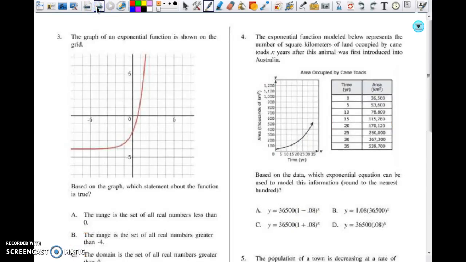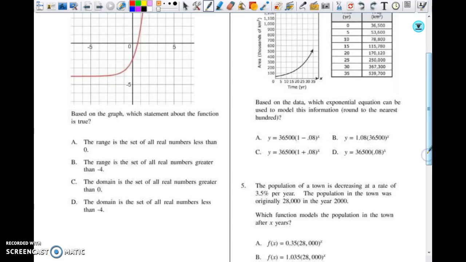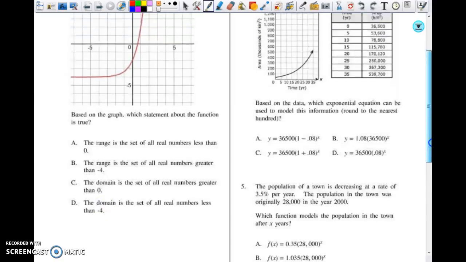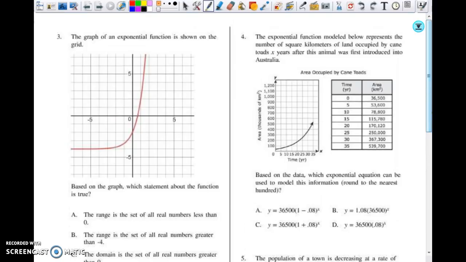For number 3, the graph of an exponential function is shown on the grid. Based on the graph, which statement of the function is true? If I look at my answer choices, it's the range, the domain. So they're asking me about domain and range. We learned that the domain of an exponential, remember when it runs off your graph this way and runs off your graph this way, remember domain is your x and you read from left to right, remember? And we learned that on the left side of an exponential you come in, there's an arrow, right? That means negative infinity.